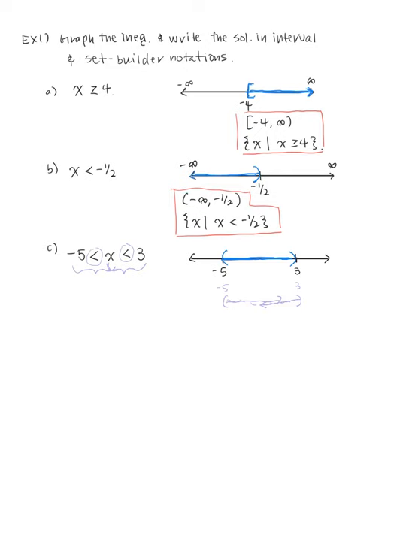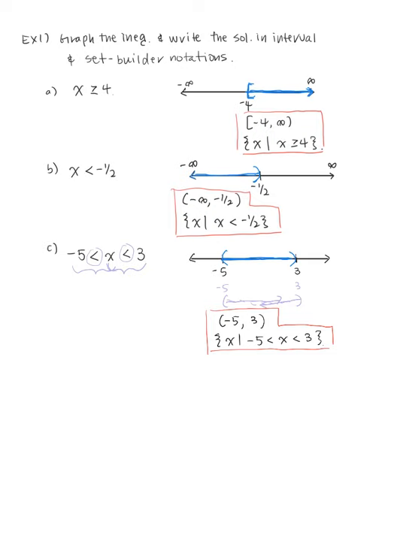All right, but anyways, let me just try to translate this in terms of interval notation. So the interval notation is going to be open negative 5 comma 3, open. Now the set builder notation is the set of all x such that x is between negative 5 and 3. Okay, so here it is.